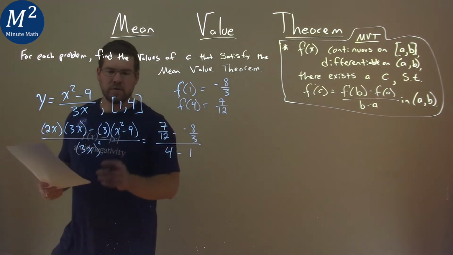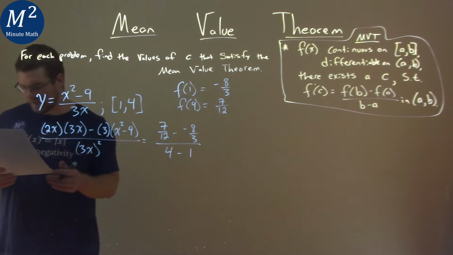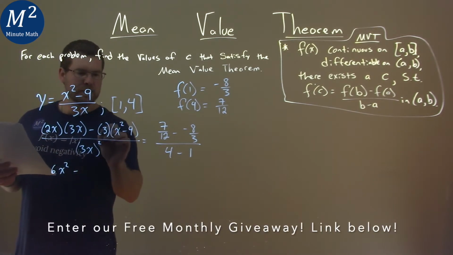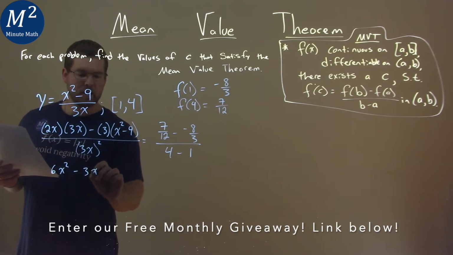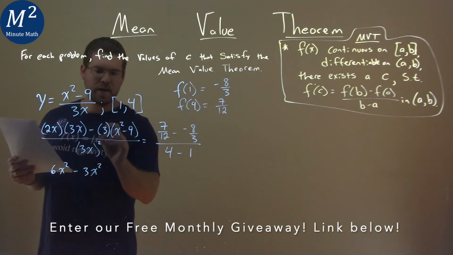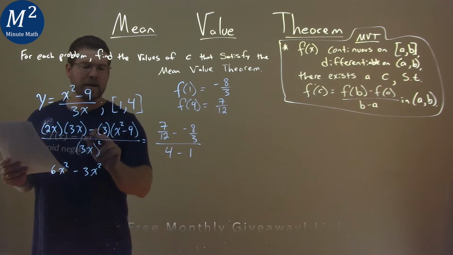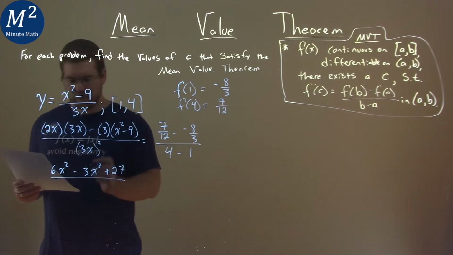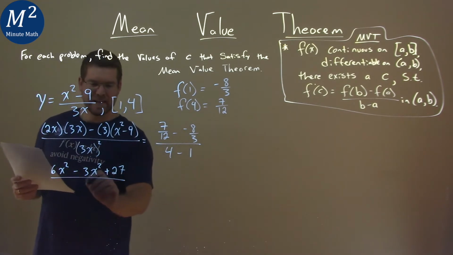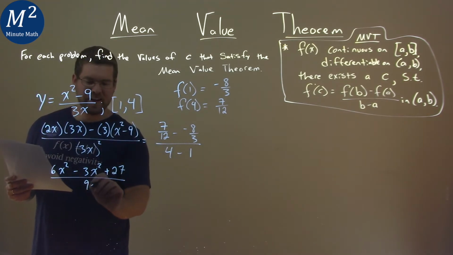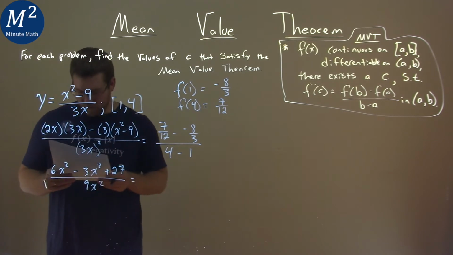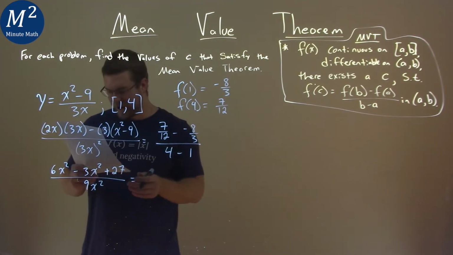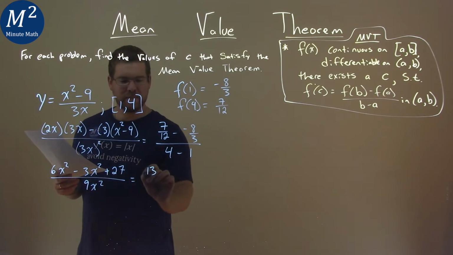Alright, so now let's go simplify where we can. 2x times 3x is 6x squared, minus 3 times x squared is 3x squared, but keep the minus sign going. Minus 3 times negative 9 is a positive 27. All over denominator 3x, all squared, is 9x squared. What is that equal to? Well, I simplified all this for you. Practice your fractions if you need it. And that's 13/12.